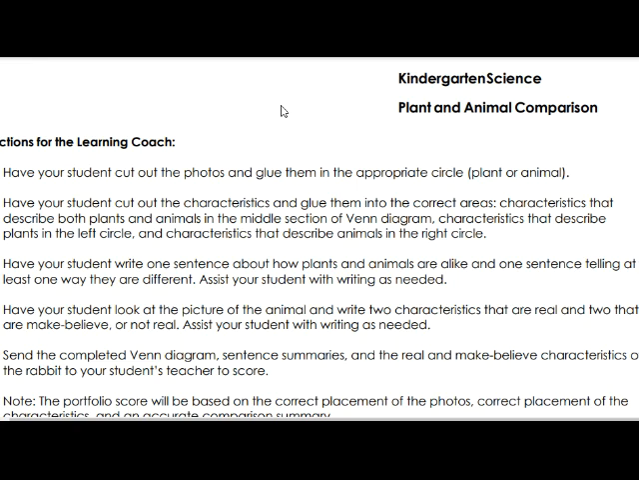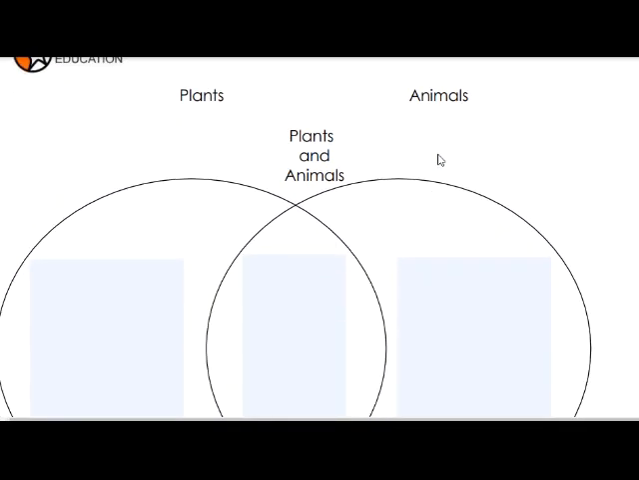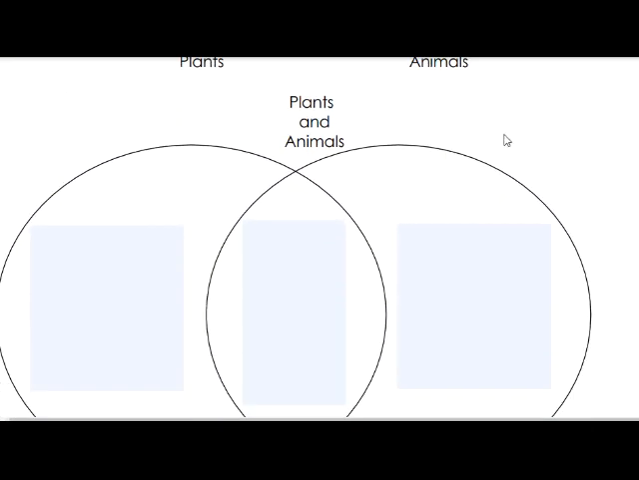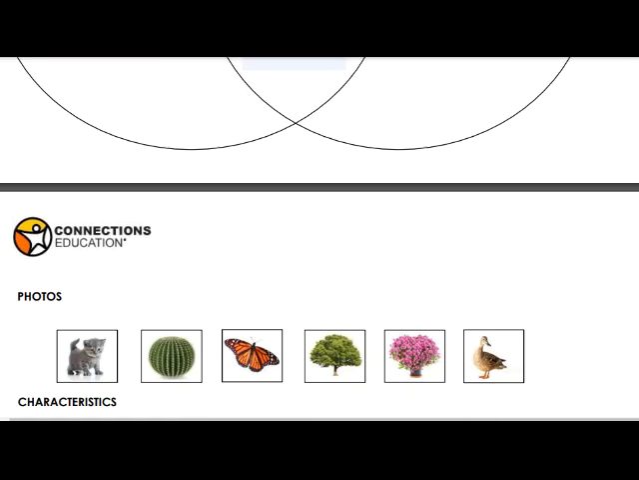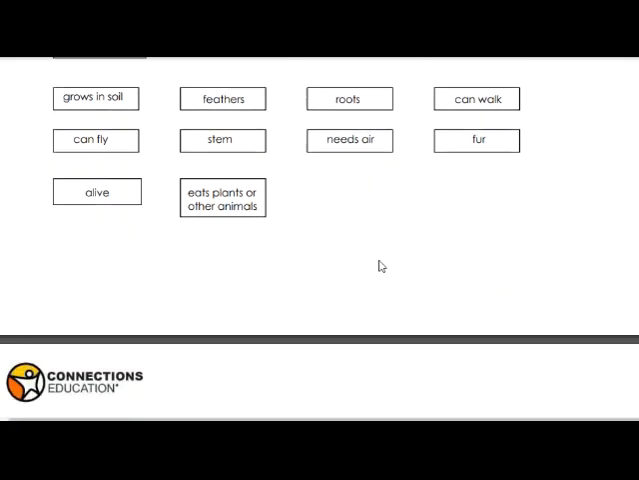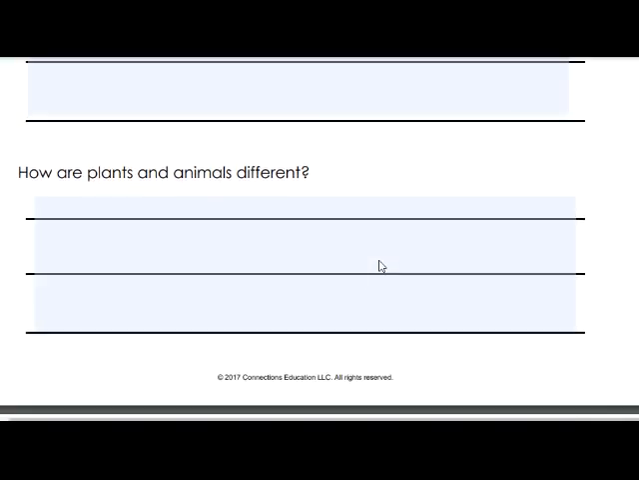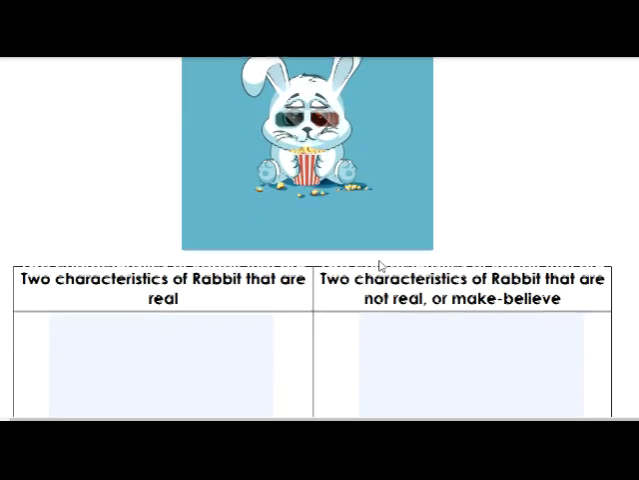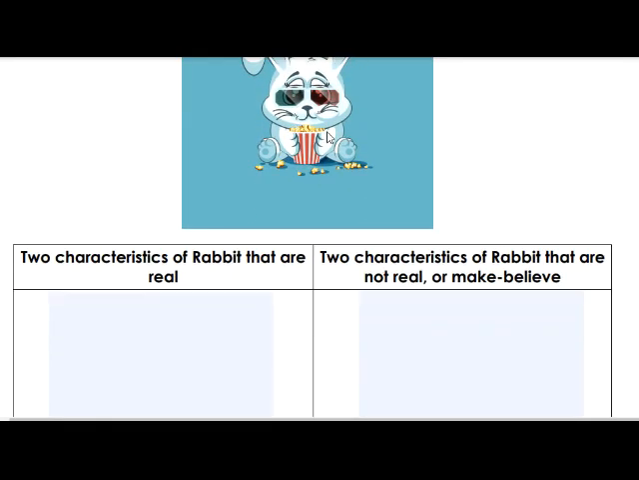The first page gives directions on how to complete the portfolio. Let's look at the pages you should print out. We have a Venn diagram where we'll be comparing plants and animals. We also have a page that you're going to use to cut out some photos and some characteristics. Down here we've got two questions we're going to answer with sentences, and we've got a chart about this rabbit. We're going to talk about characteristics that are real and characteristics that are not real or make-believe, made-up things, pretend.